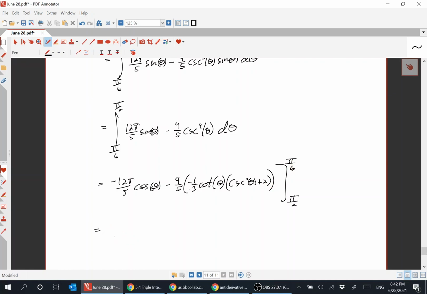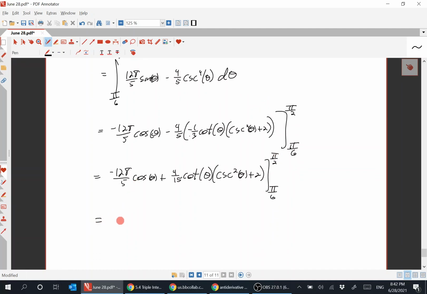Or from pi over 6 to pi over 2. Well, let me clean this up. 128 over 5 cosine theta, I'll multiply that through, plus 4 over 15 cotangent theta times cosecant squared theta plus 2 from pi over 6 to pi over 2. All right, so at pi over 2, this is 0. And then at pi over 6, this is root 3 over 2. So plus, so 64 root 3 over 5.